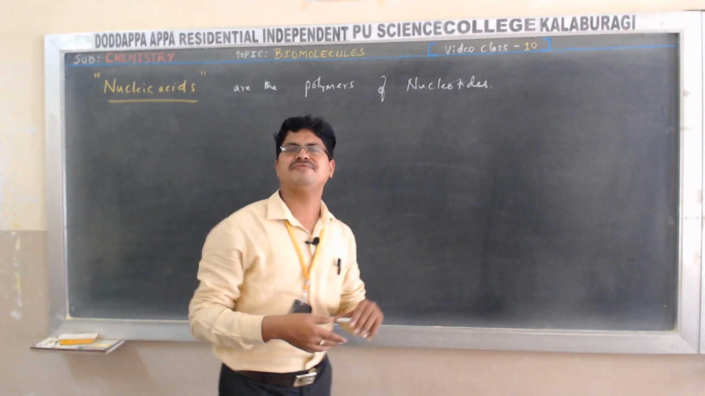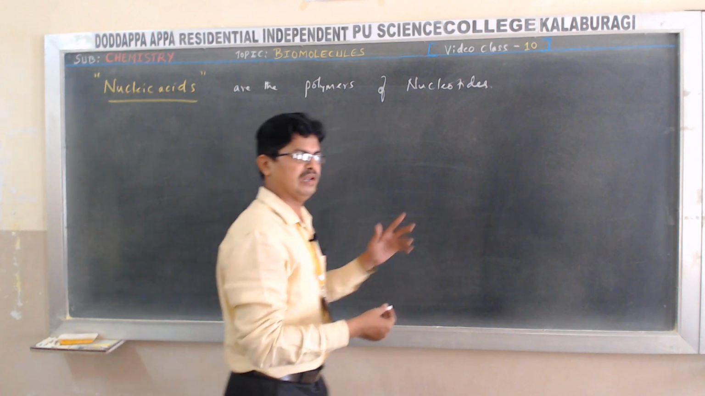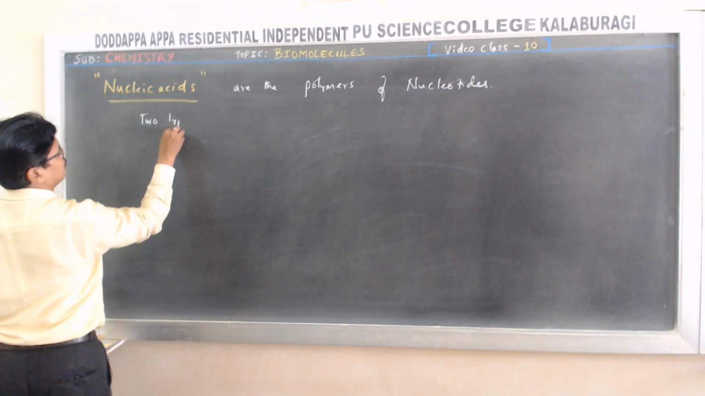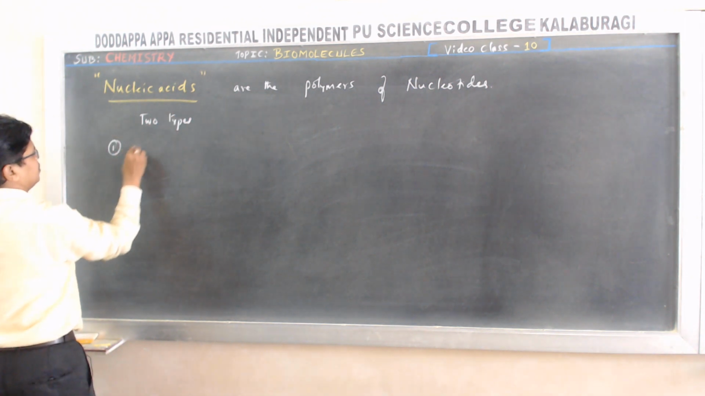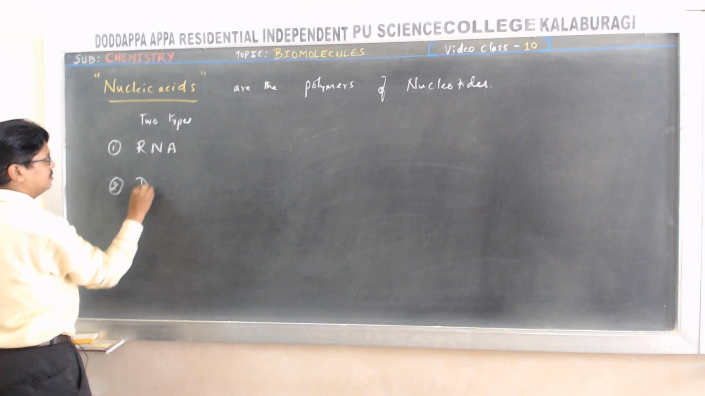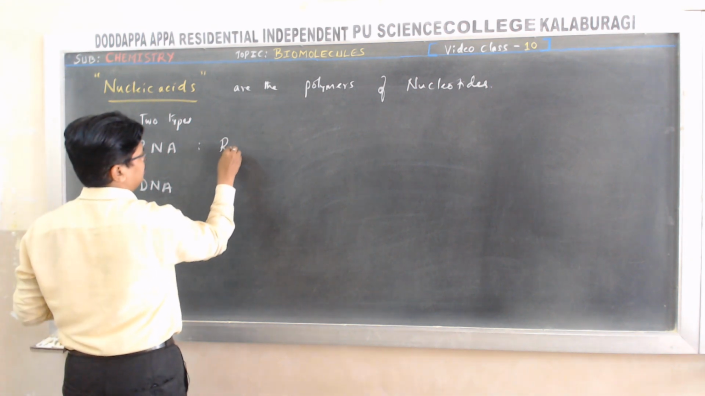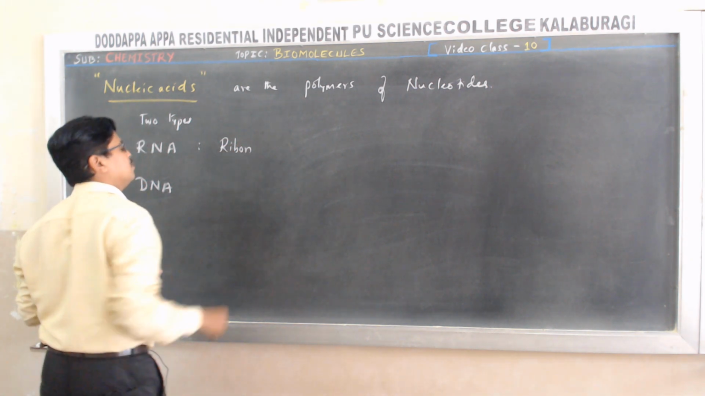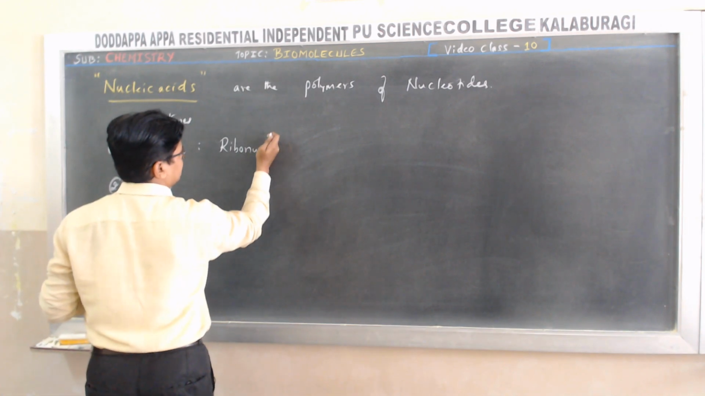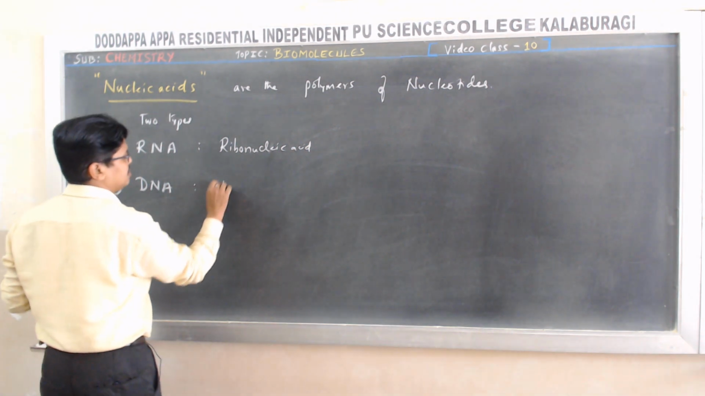Then there are two types of nucleic acids: RNA and DNA. RNA, that is ribonucleic acid, and DNA, deoxyribonucleic acid.